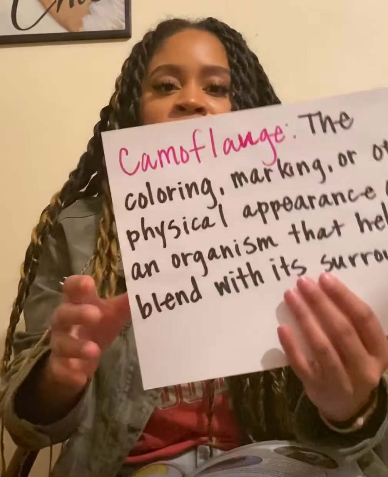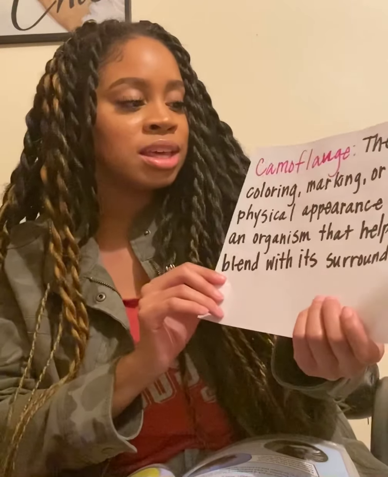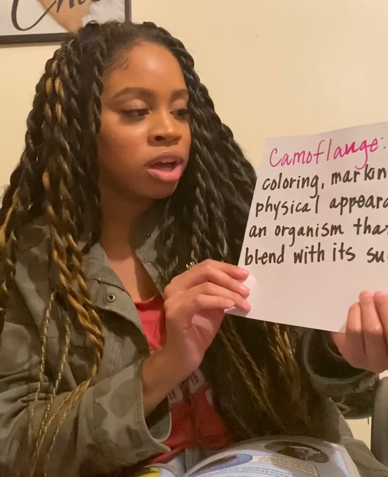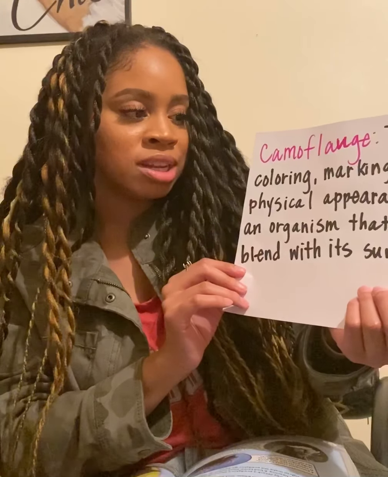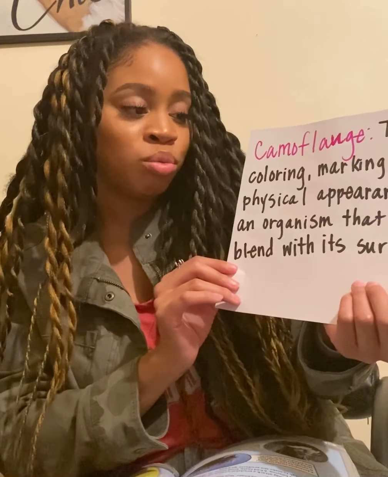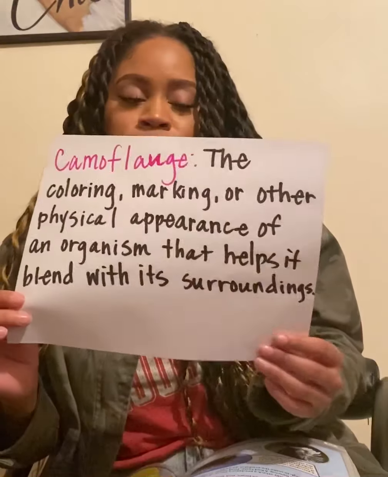Now, of course, we can't talk about adaptations without talking about camouflage and mimicry. You've probably heard of camouflage, but even then, we're still going to review it. So camouflage is the coloring, marking, or other physical appearance of an organism that helps it blend with its surroundings. In other words, camouflage just helps animals blend in the area that it's in.